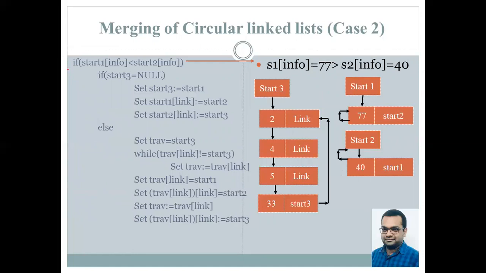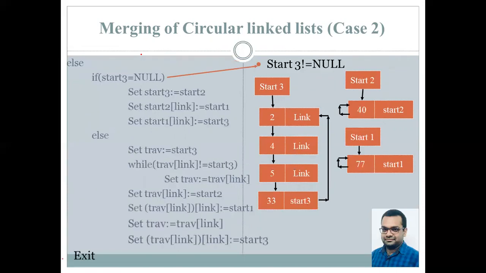and jumps to the if part, and we check if start1's information is less than start2's info, that is, start1's information is 77 and start2's information is 40. If this would have been true, then we would have simply appended the start1 at the end of our merge linked list and then start2 at the end of the start1. Since these two are not true, the control jumps to the else part and it checks if start3 equals null. This scenario will exist only in case the merge linked list contains just a single node, that's all. And this is not true, as you can see over here, start3 is not null. So therefore control will jump to this part.